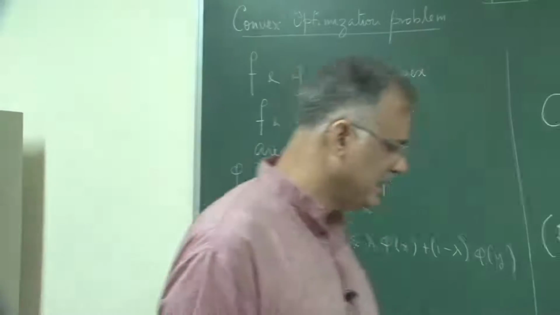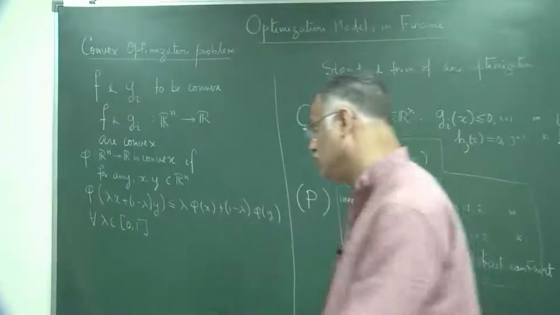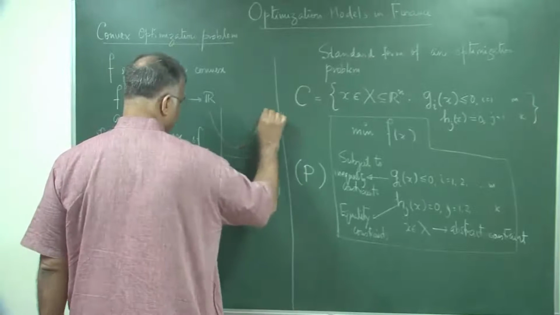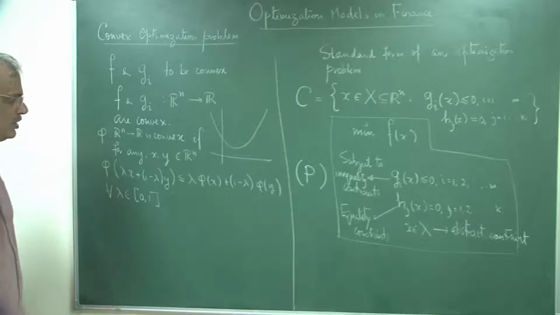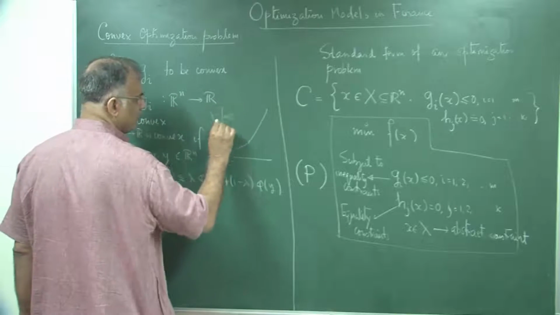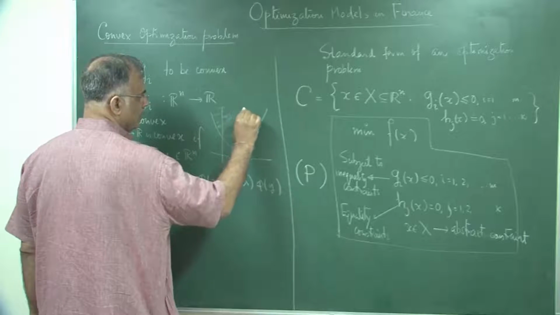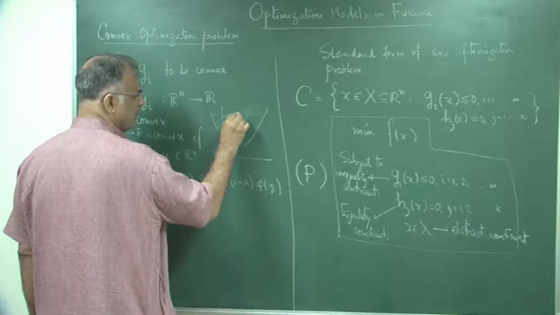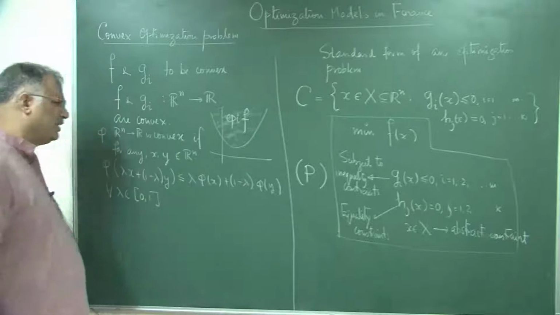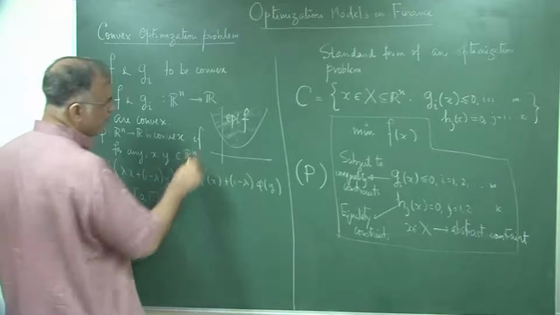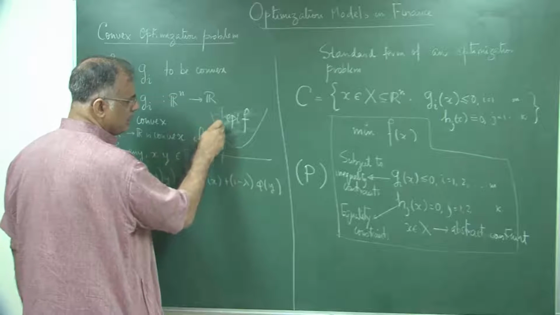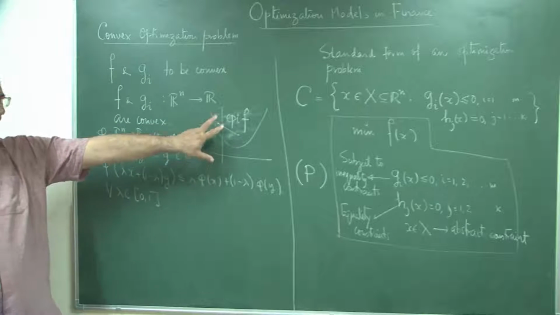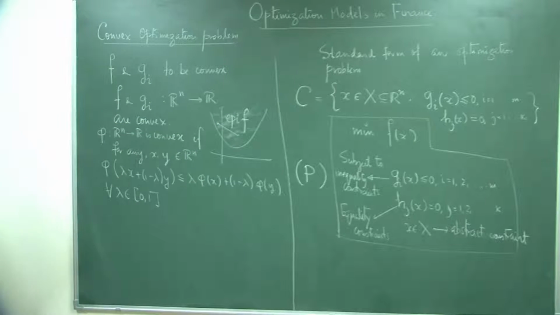This essentially says that if you draw the graph of a function, say a function from R to R, it should look like this, which essentially says that if you shade the area above the graph, which is called the epigraph, the epigraph must be convex. A function is convex if and only if its epigraph is a convex set. A convex set is a set where if you take any 2 points and join them by a line segment, that line segment lies inside the set. So we will not go into this detail.